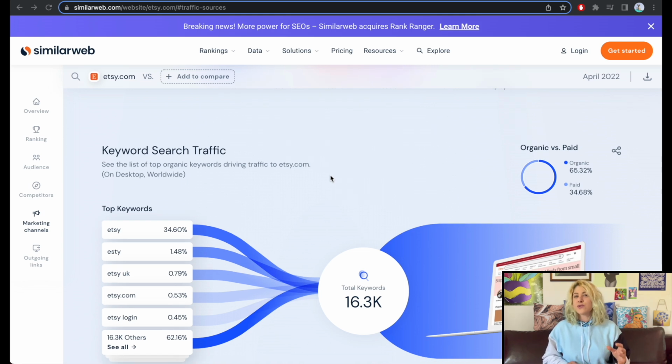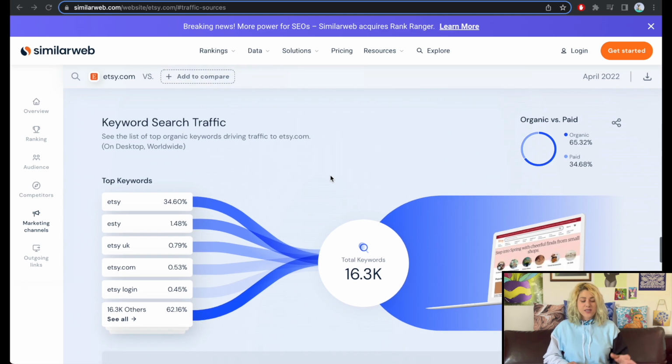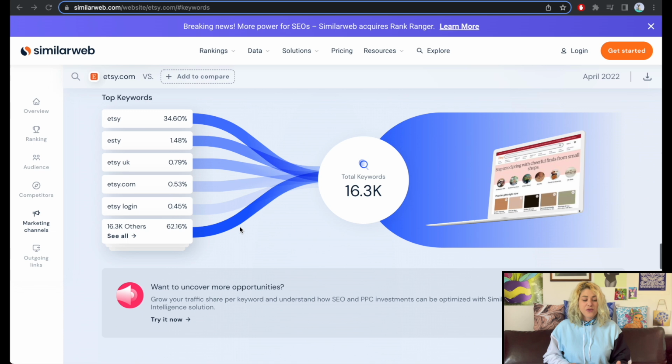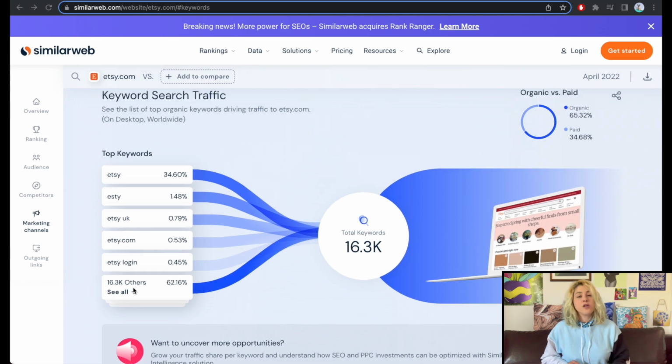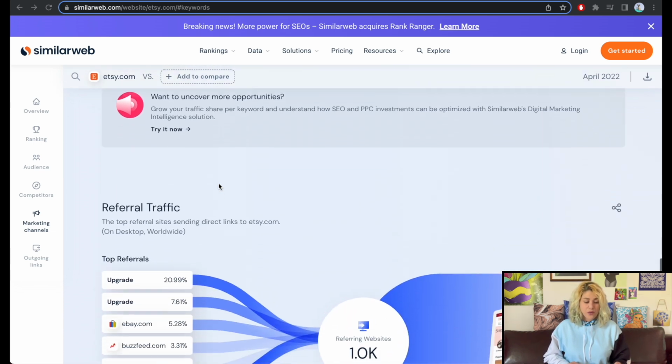I'd rather use Google Trends or Word Tracker to see how traffic comes in. But I can see that a lot of people just type in Etsy, and that's how they get into Etsy. The rest of the information is only available for paid users of SimilarWeb.